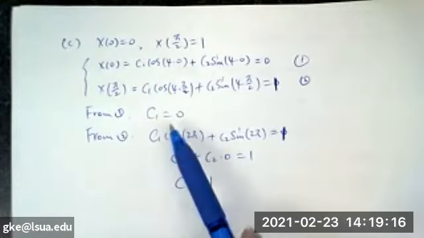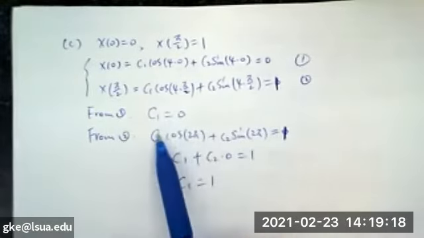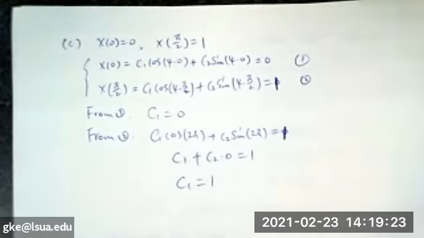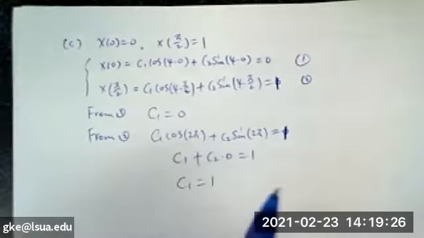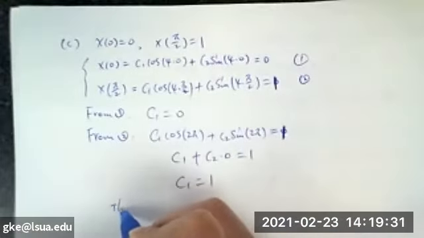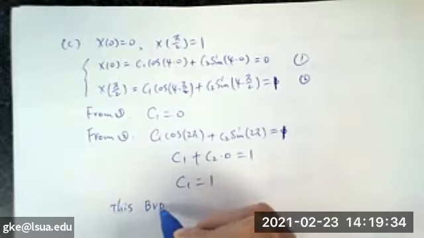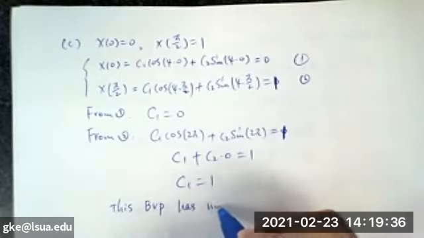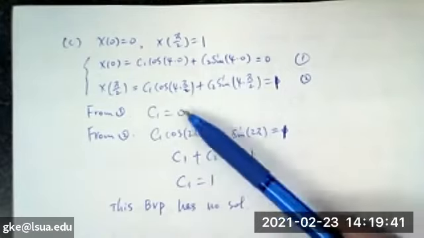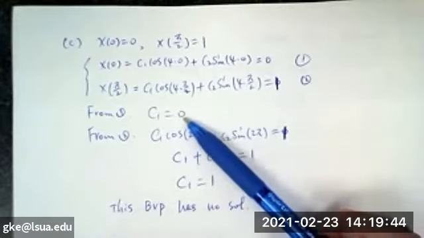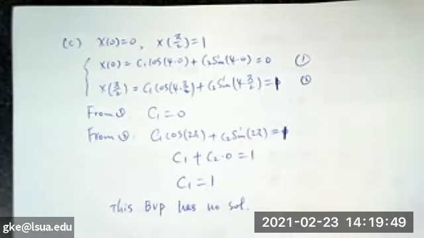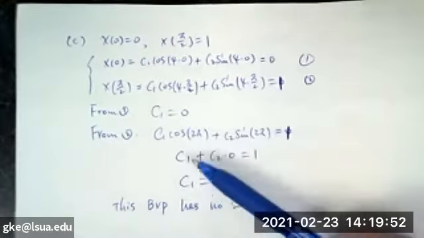Now we can see from the first condition, C1 is 0. And for the second condition, C1 equals 1. That means what? That means they contradict each other, right? So this BVP has no solution. Contradict each other because the first condition gives us C1 equals 0. The second condition gives us C1 equals 1. These two contradict each other.